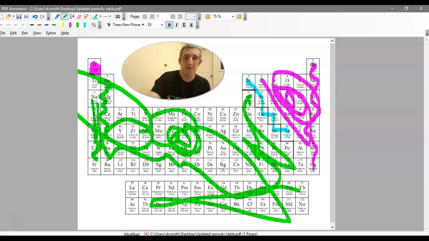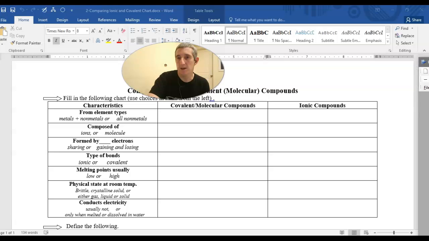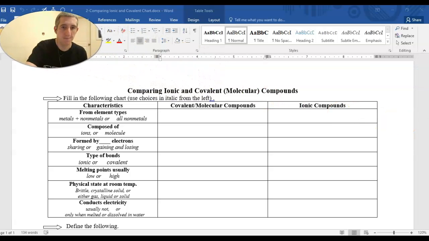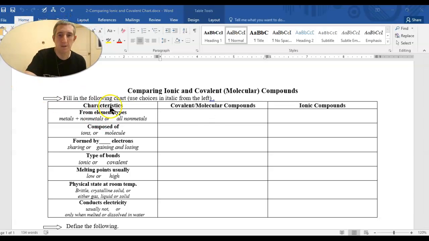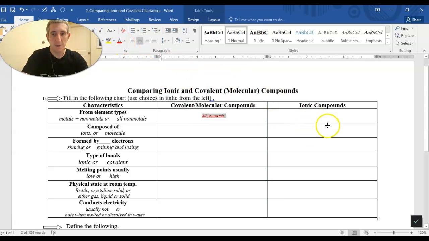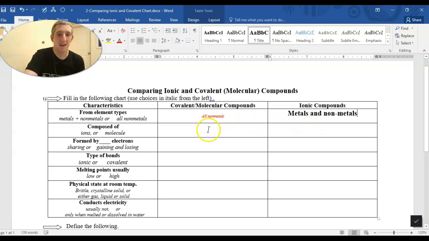But again, looking at the periodic table, when you see a slide like this that says metals and nonmetals, how do you know which elements are metals and nonmetals? That's what the periodic table can do for you. So I'm going to click this. I'm going to type in, for the covalents, the all nonmetals. I'm going to highlight that and make it red. And then over here, the ionic compounds to be metals and nonmetals, and that's a much better font there.